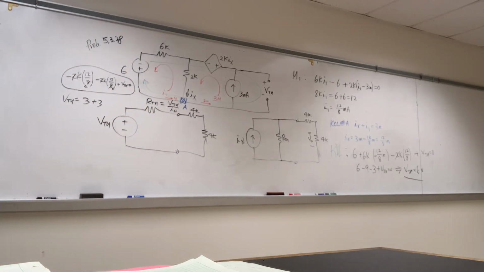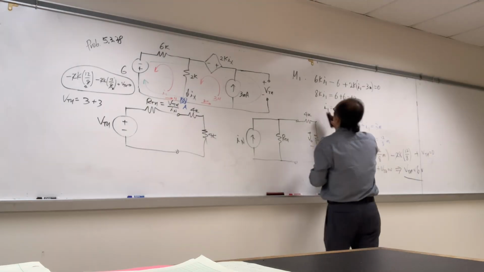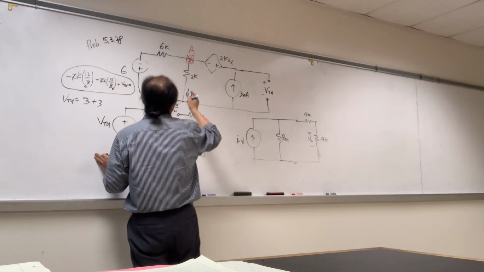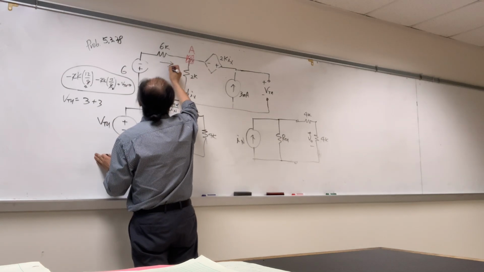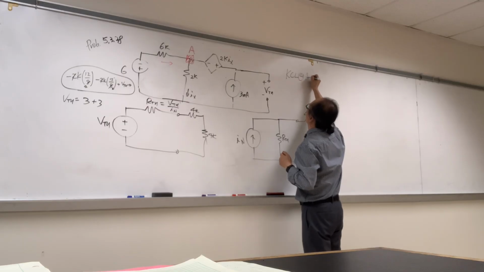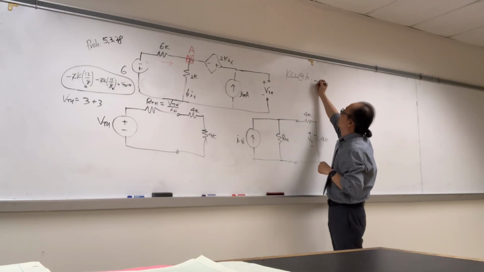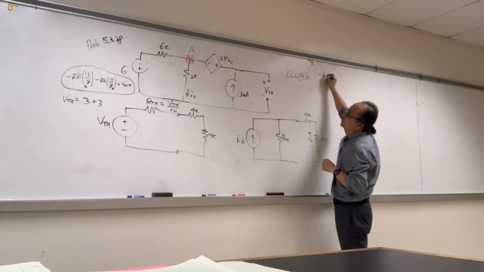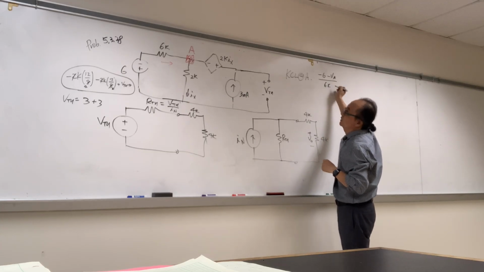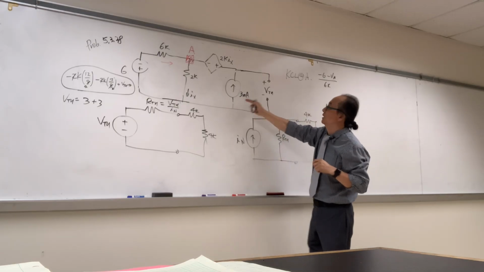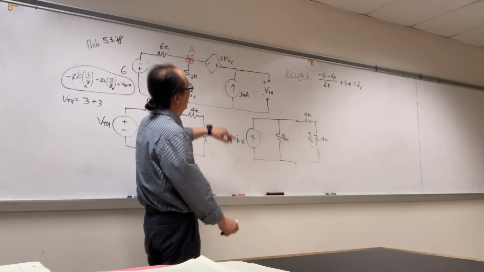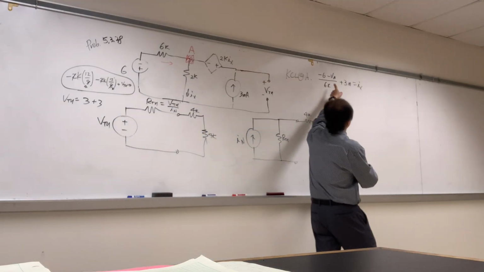Any questions about finding VTH? Let's do the Norton analysis. I'm going to call this A. KCL at A, so I'm going to let current flow in that direction. Negative 6 minus VA over 6K, that's entering. The second entering is the 3 milli, and then leaving is I of x. So we have one equation, but we have two unknowns.